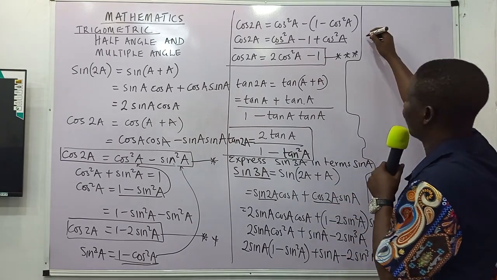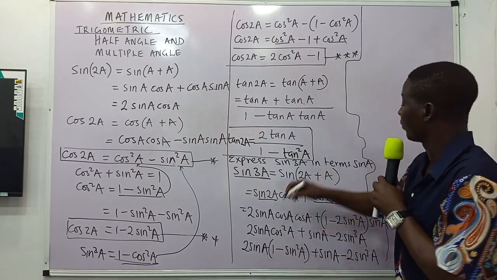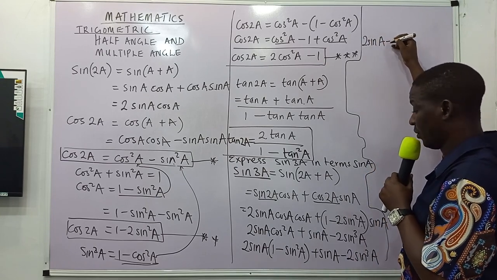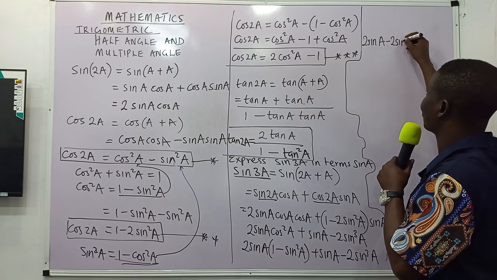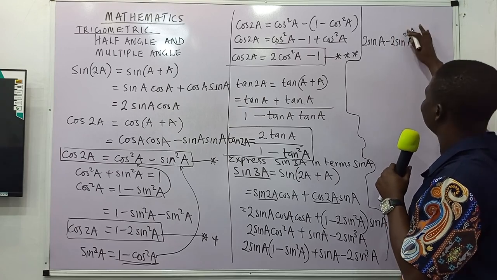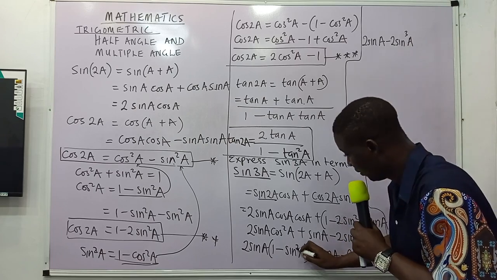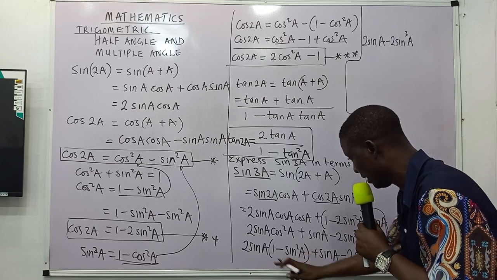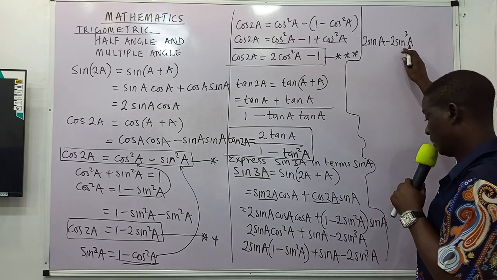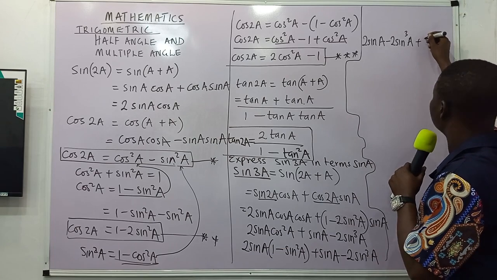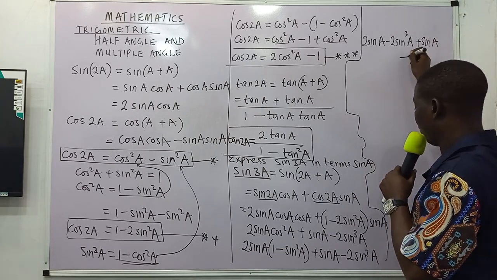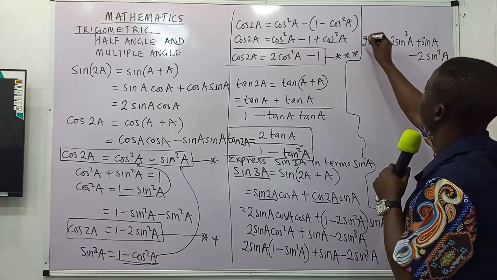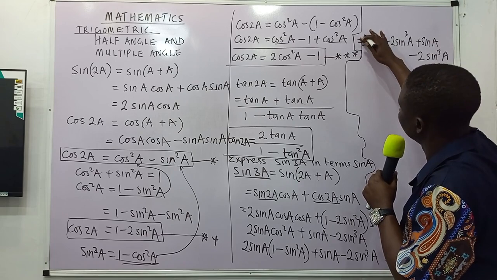Now we are going to have it as 2 sine A minus what? 2 sine square A sine cube A, because sine A times sine square A is sine cube A times 2. Then plus sine A minus 2 sine cube A. This is what we are having now.